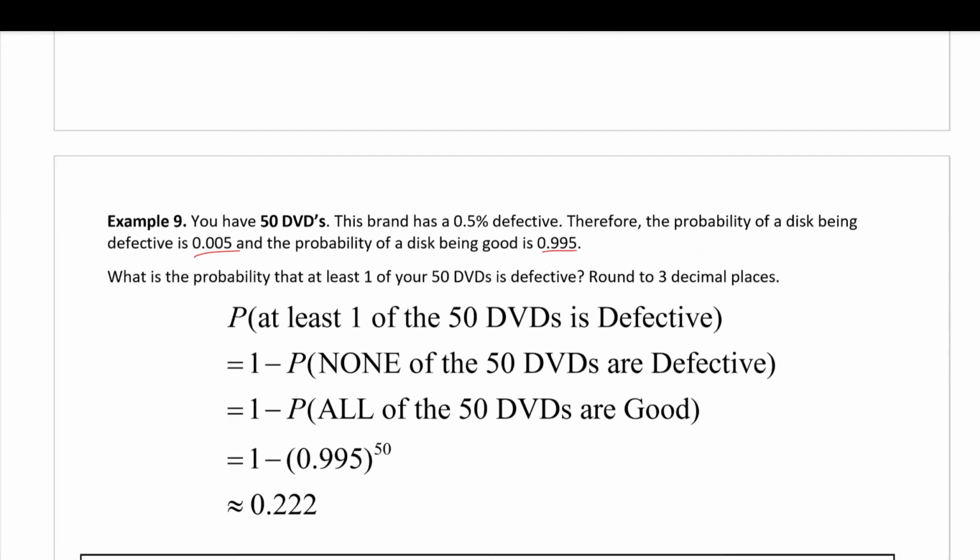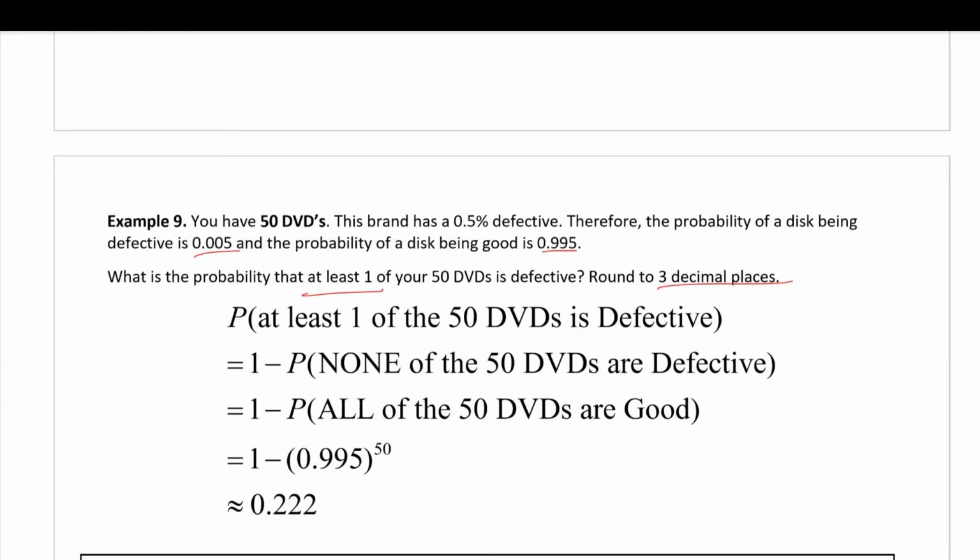Right. The question here is, what's the probability that at least one of the 50 DVDs is defective? Round decimal to 3 decimal places. All right, so again, you own 50 DVDs. There's a 0.5% chance that one of these DVDs is defective. And the question is, what's the probability that you have at least one of these DVDs defective?